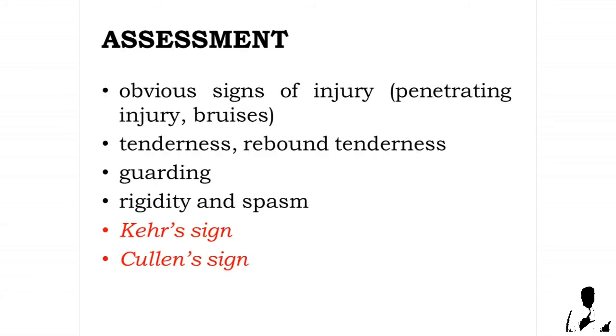Assessment includes the following: obvious signs of injury, penetrating injury, bruises, tenderness, rebound tenderness, guarding, rigidity and spasm. Kehr's sign. A pain radiating to the left shoulder may be a sign of blood beneath the left diaphragm. Pain in right shoulder can result from laceration of liver. Cullen sign. A slight bluish discoloration around the navel is a sign of hemoperitoneum.